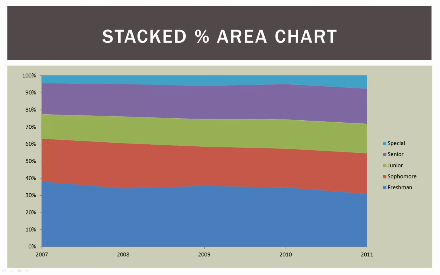Now here is our stacked percentage area chart, and this is very similar to our stacked percentage bar chart, where each band represents a percentage of the total. So again, you can see that overall the freshman seems to narrow as a percentage. Same thing with the sophomore percentage.